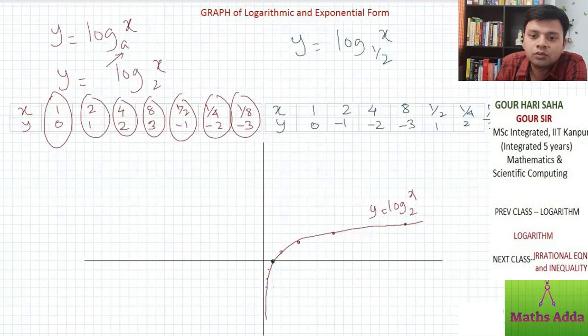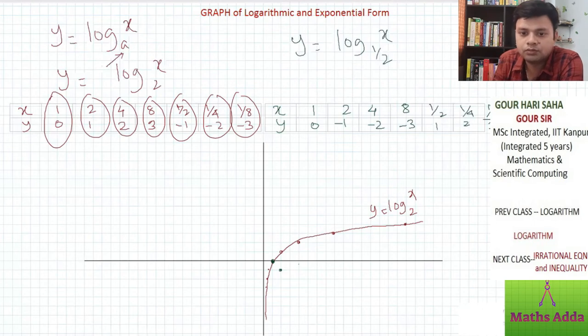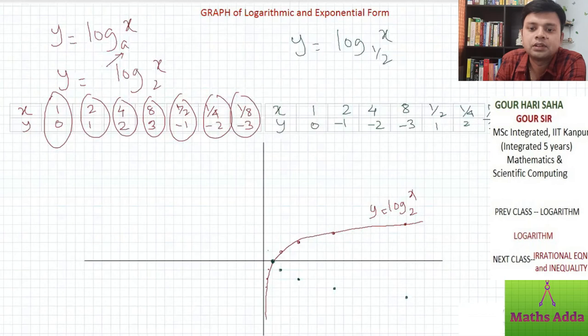X equal to 2, y equal to minus 1. Then x equal to 4, it is minus 2. X is equal to 8, it is minus 3. X is equal to 16, it is minus 4. So you see the graph is like this one. X is equal to half, it is 1. X is equal to 1 by 4, it is 2. And like this one. So if you connect them smoothly, it will be like this. This is y is equal to log of x base half. This is the graph when the base is between 0 and 1.